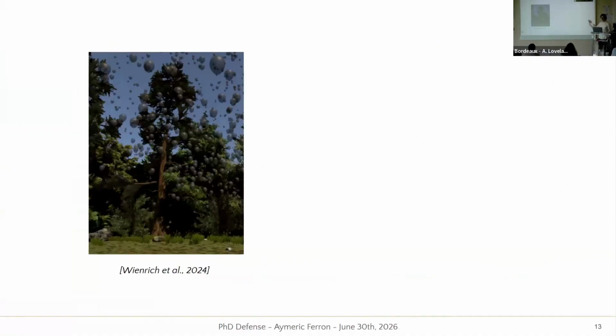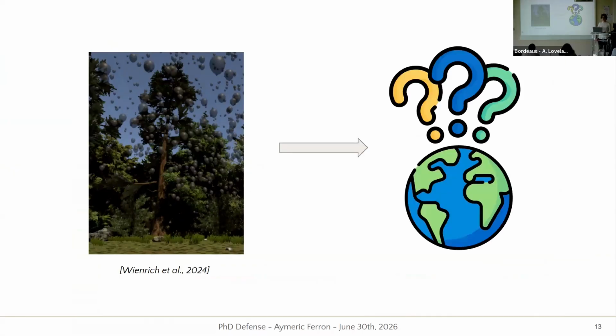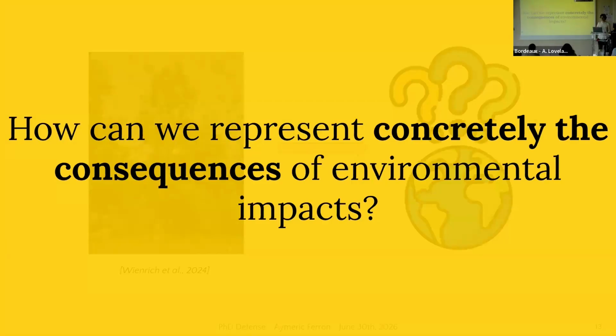So we have seen that some concrete and immersive visualizations already exist in the literature to communicate about environmental impacts, like this one from Winrich and colleagues. However, representing an environmental impact directly with balloons does not really help understand what the consequences on the environment itself could be. So we can ask, how can we represent concretely the consequences of environmental impacts?